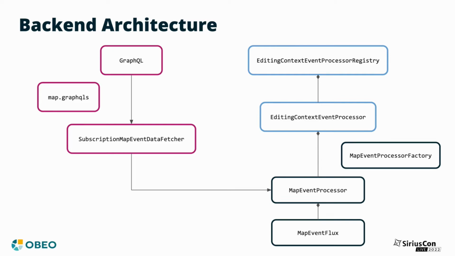The representation event processors are contained by the editing context event processor, which represents the project, and it knows all the representations that are currently opened. And there is a single instance of the editing context event processor registry for the whole server, and it knows all the projects, all the editing contexts which are currently open and being manipulated by end users. To send the events when a map representation needs to be refreshed, the map event processor will use the map event flux to send those events to the GraphQL layer and thence to the front end.